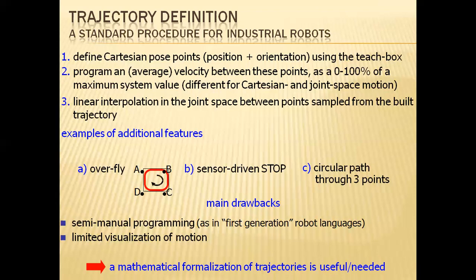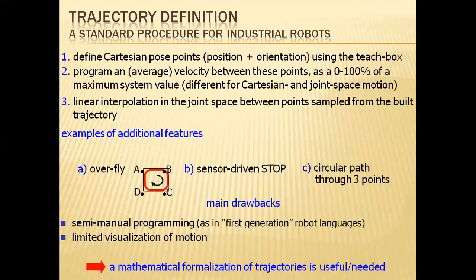Next one, circular path through 3 points, nothing but operating the circular alignment only by 3 different points, and now looking at the drawbacks. These are the additional benefits and general benefits as we have discussed till now.